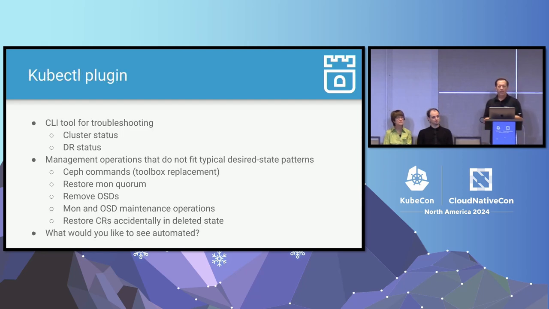And the kubectl plugin: troubleshooting and maintenance does require things that don't really fit the CRD pattern very well, but you need one-off operations. Tell me the status, do this one-off operation, remove OSDs, do things with Mon quorum, some of these advanced operations. We do have this kubectl plugin that helps with those scenarios. And we'd love feedback in this area too. What would you like to see automated that are manual tasks today?